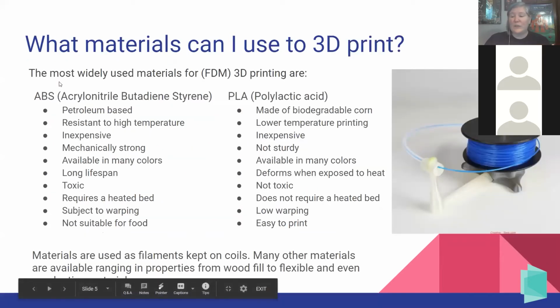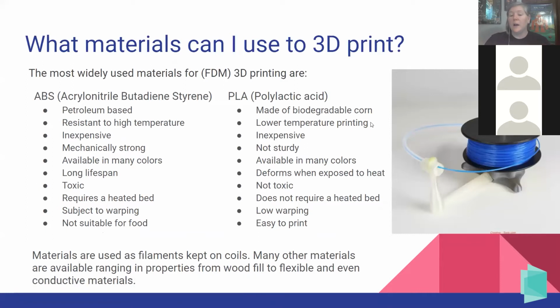So what do we actually use to 3D print? And this is a picture of one of those rolls of filament that I mentioned. The library has lots of different colors available, a couple different types of material, but the 2 most common materials that we use for 3D printing are ABS, which is a petroleum-based filament, very resistant to high temperature. It's pretty inexpensive and it's very strong.